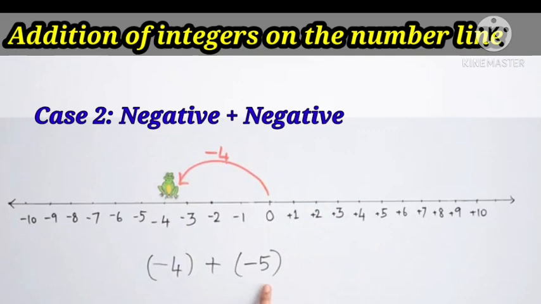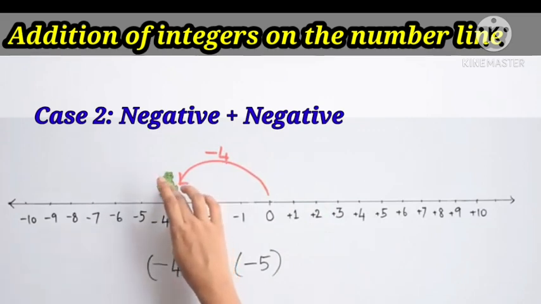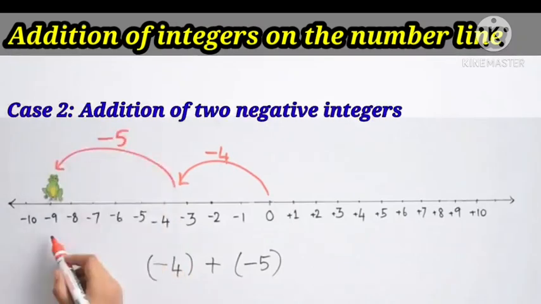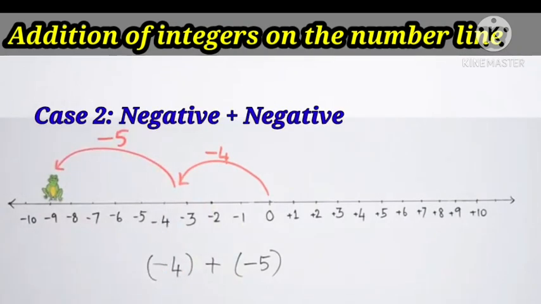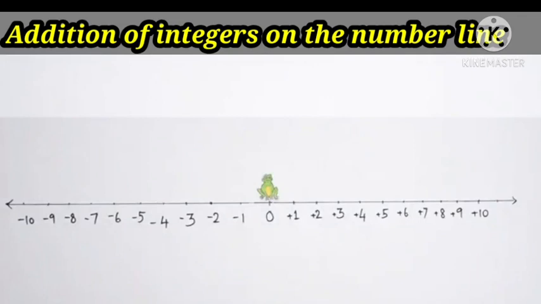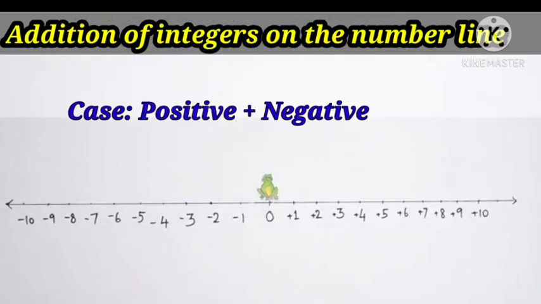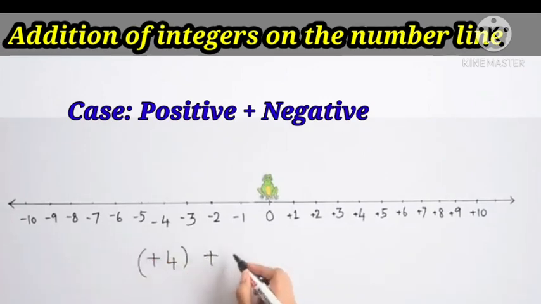The next integer is minus 5. It means the frog has to move 5 steps to the left. Now the frog lands at minus 9. So children, minus 4 plus minus 5 is equal to minus 9. Now the third case is, let us see how to add a positive integer and a negative integer. Let us take an example, plus 4 plus minus 5.